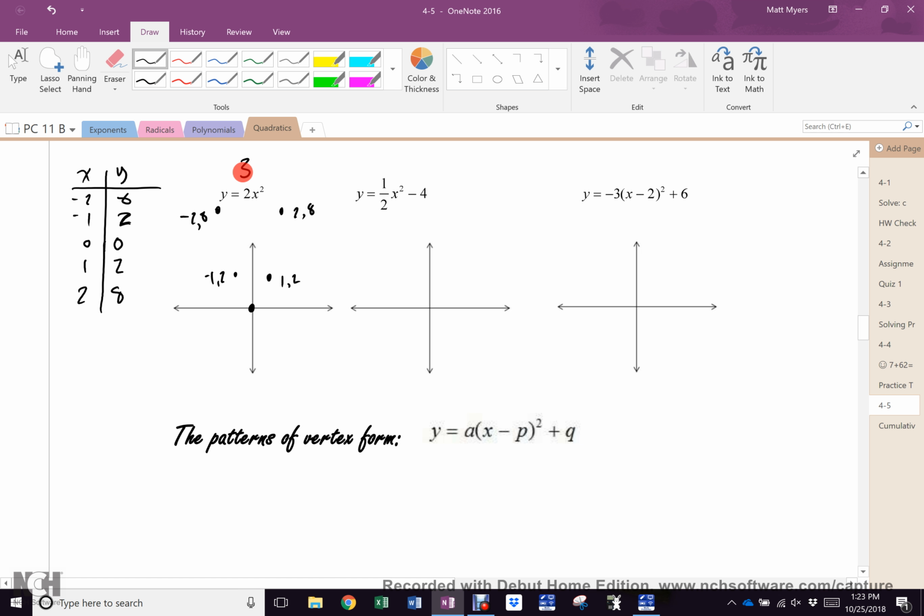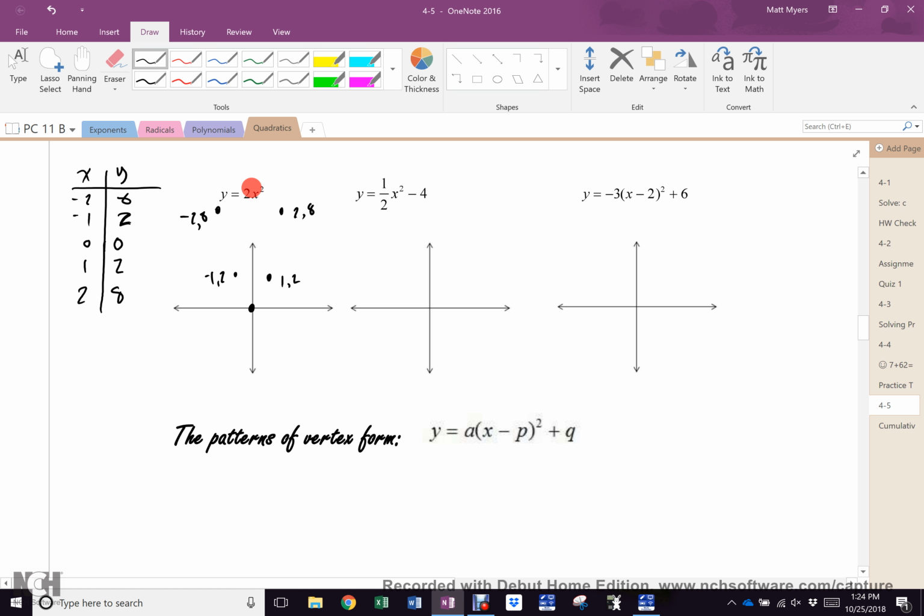What if this was 3x? Then I went over 1, how far up would I go? 3. When I went over 2, how far up would I go? 12. What if it was 10x? When I went over 1, how far up would I go? 10. When I went over 2, how far up would I go? 40. When I went over 3, how far up would I go? 90. Does everybody understand?